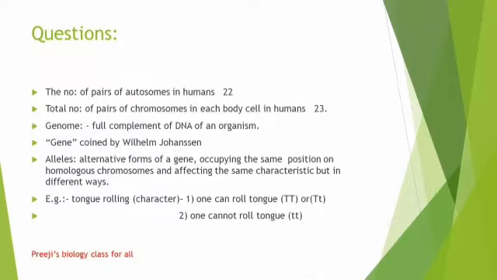The number of autosomes in humans is 22. The number of pairs is asked, so you have to write only 22. Autosomes are 22 in number. And then the total number of pairs of chromosomes in each body cell is 23. Total number of chromosomes in each body cell, that means one human cell consists of 23 pairs of chromosomes.